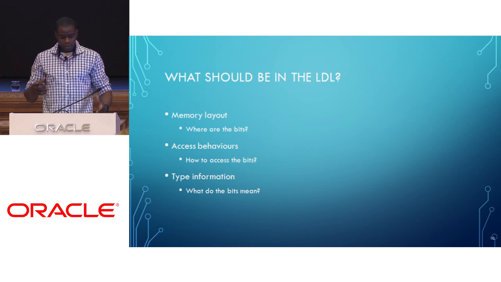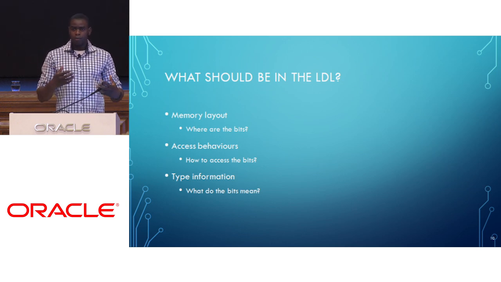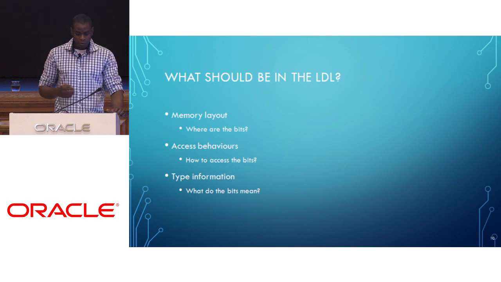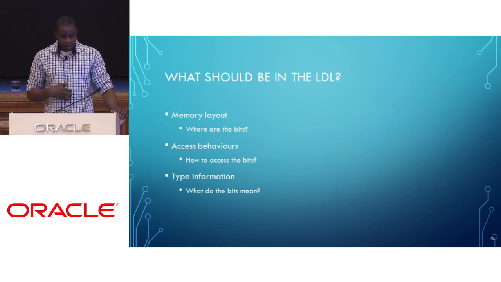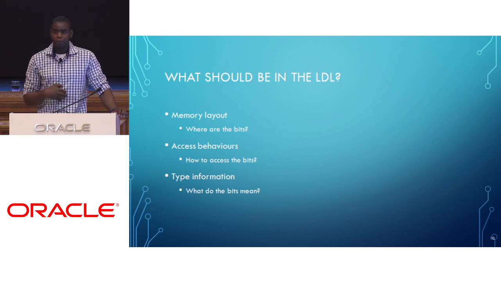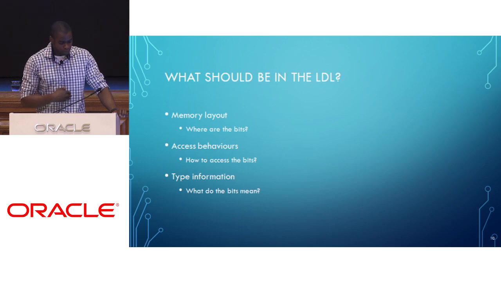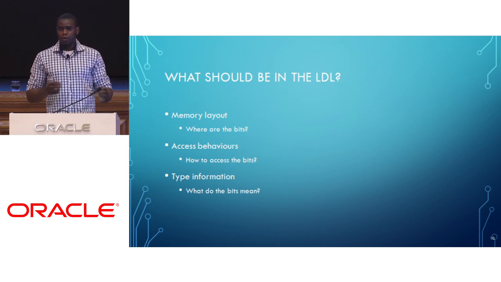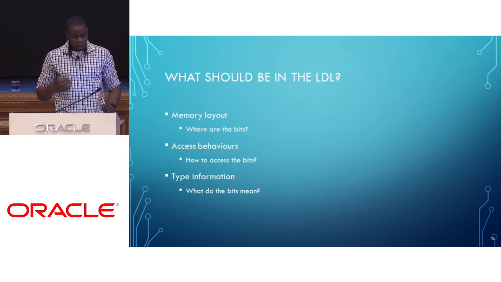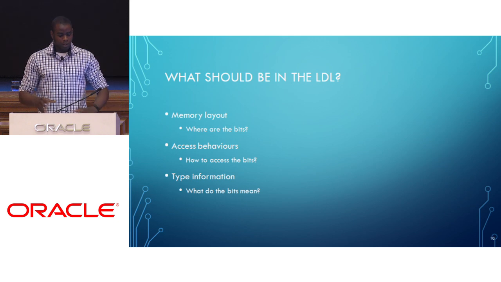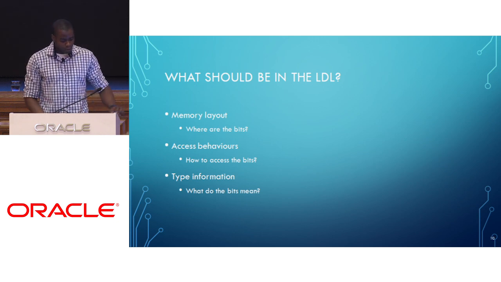So I decided to split the components of the LDL into three categories. Memory layout, which of course is very important. Access behaviors, how to interact with the data, and type information, how to give meanings to the data. Some of these are more important than the others, and some of these, I would argue, are not really essential to LDL. So for the rest of the presentation, I'll try to motivate which of these belong in the LDL, and which of these could go to different layers.